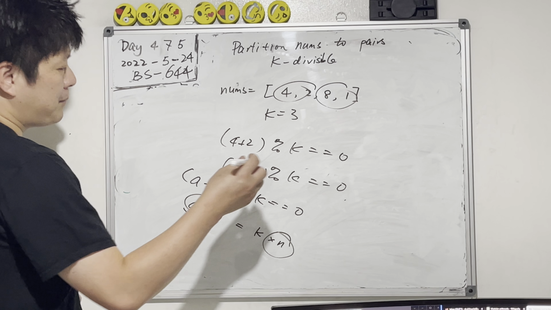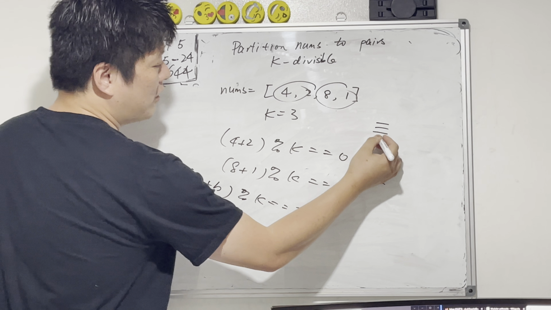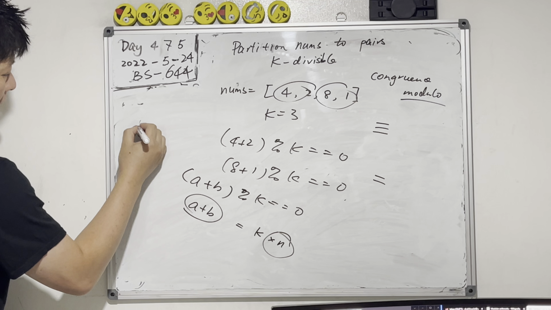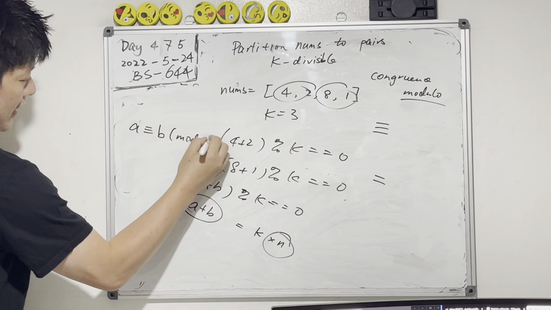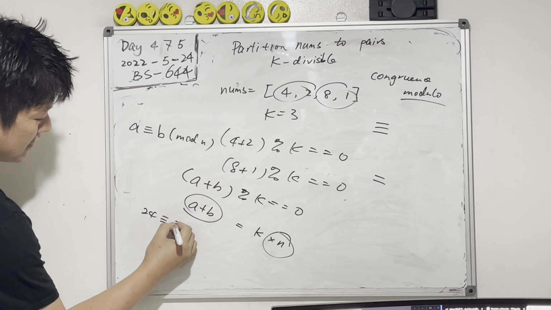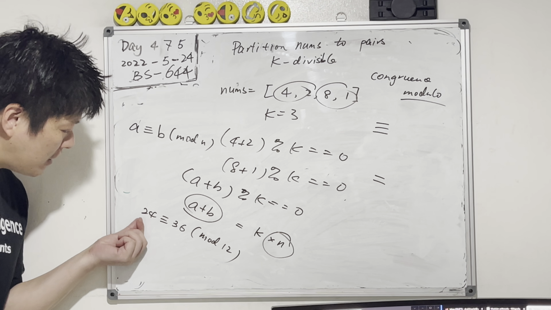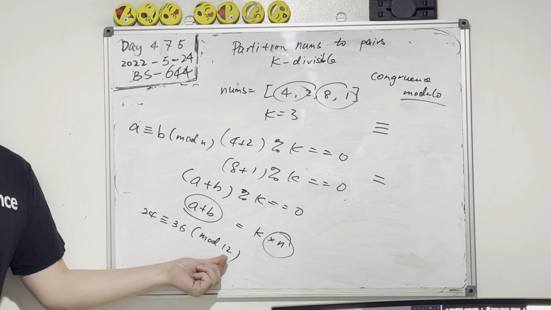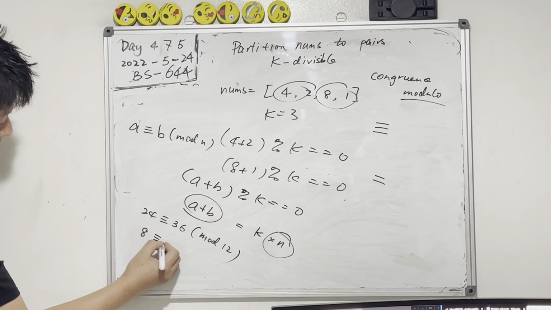Okay, so in mathematics we have these three lines. Two lines is equal. Three lines is called congruence modular. Okay, so a is congruent to b modulus n. Let's take an example. 24 is congruent to 36 mod 12. What does it mean? It means that 24 divided by 12 remains 0. 36 divided by 12 remains 0. It's the same thing.